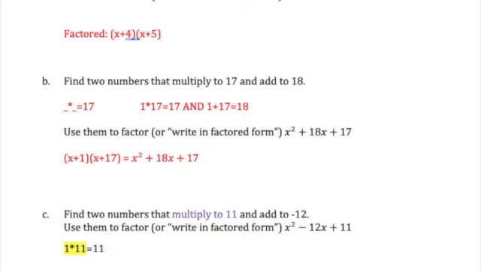But what else multiplies to get 11? I could also say negative 1 times negative 11 is 11. And negative 1 plus negative 11 gives me negative 12. So the first pair is not my winning pair. My winning pair is negative 1 and negative 11, which is going to make my factored form x minus 1 and x minus 11. And that's going to get me my answer.